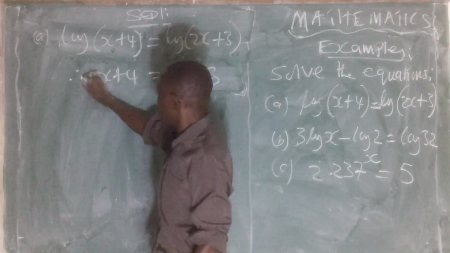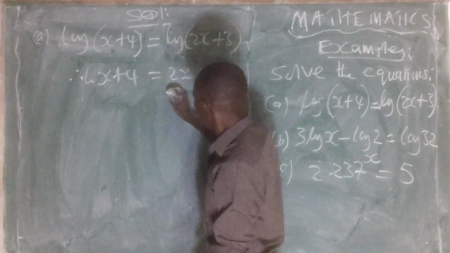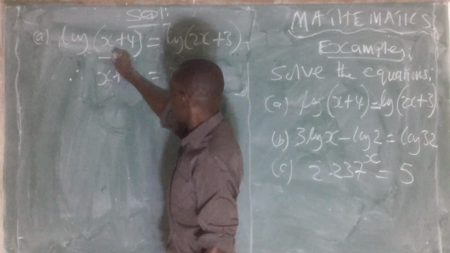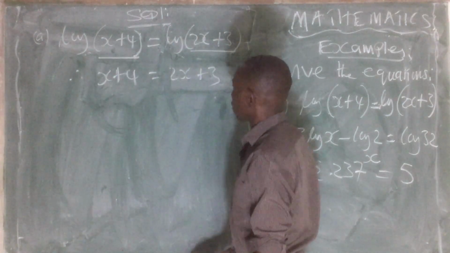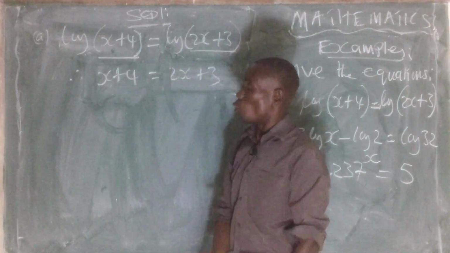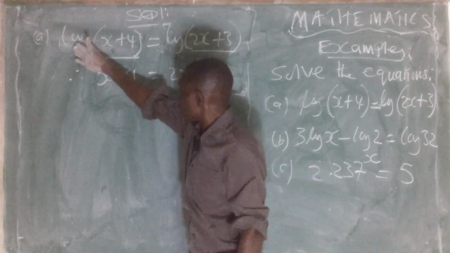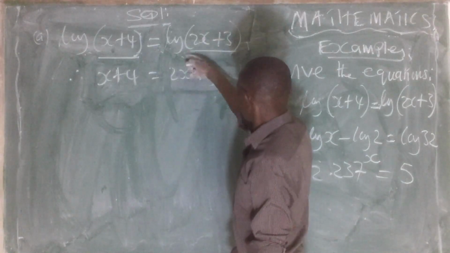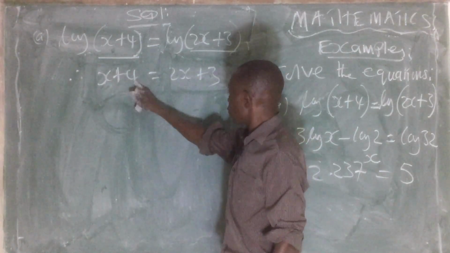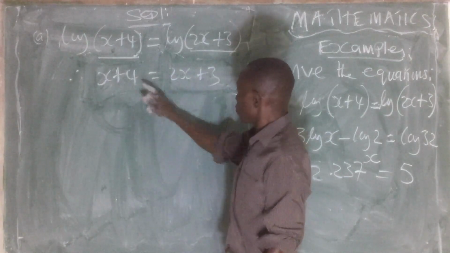So if somebody picks up the logarithm here, that should be the same as the logarithm of the other part. So we should expect that this expression should be the same as that one. Or the antilog of this is the same as the antilog of this logarithm. So the antilog of this one is x plus 4, the antilog of that one is 2x plus 3. So here we have x plus 4 is equal to 2x plus 3. Which means we have got this one.